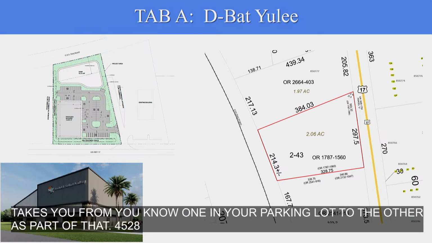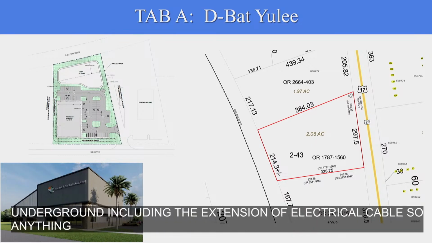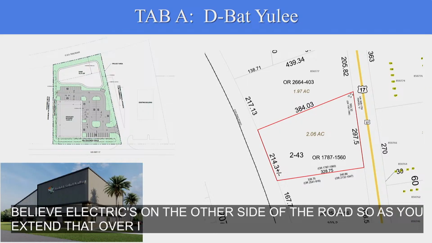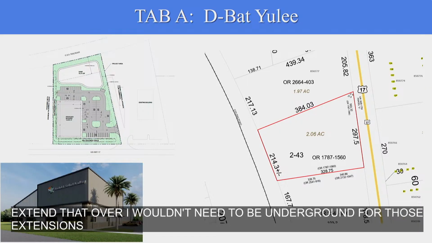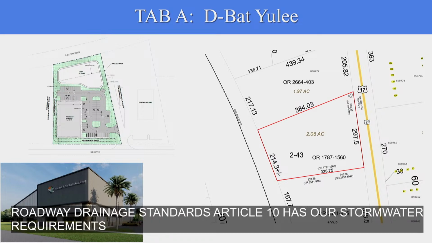452.8, all new utilities are required to be underground, including the extension of electric or cable. So anything, I believe electric's on the other side of the road. So as you extend that over, it would need to be underground for those extensions as well. 4.14 is the lighting and signage standards. And 4.12 and our roadway and drainage standards, Article 10 has our stormwater requirements.